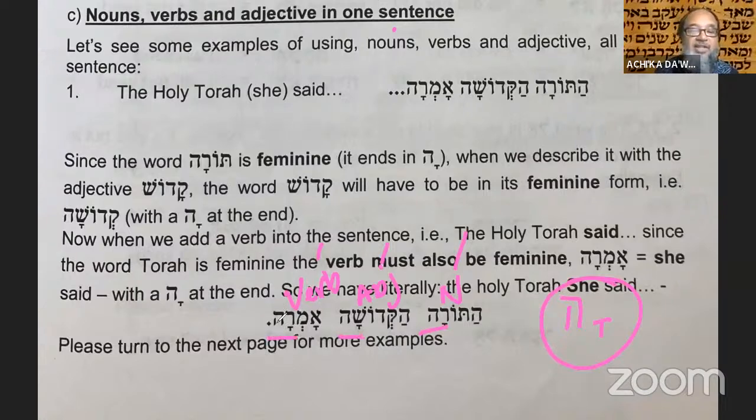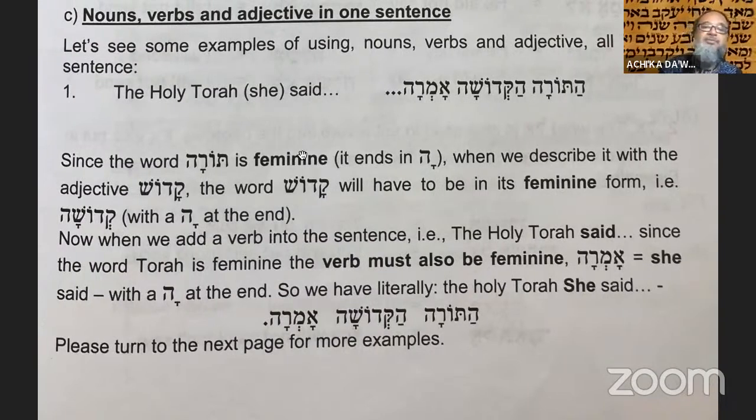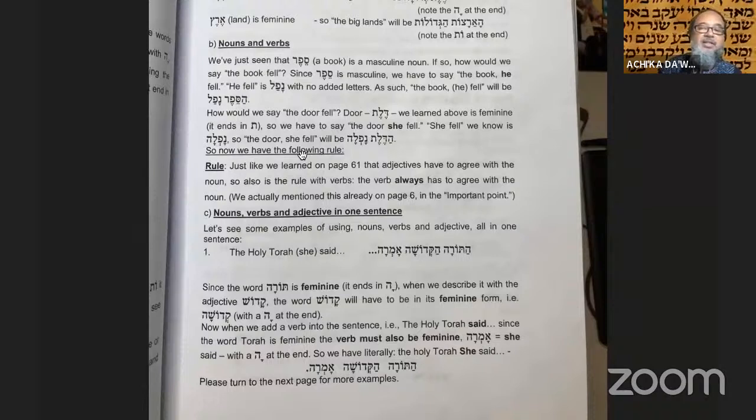Okay. So if they took this off of there, it wouldn't agree. You'd be like, no, that don't make no sense. If you took the ah off of this, Kadosha, and I said HaTorah, and it's an ah right here, and it's HaKadosh, you'd be like, no, it's HaTorah, HaKadosha, because you're talking about a feminine noun. So the feminine noun must always match the adjective. And if it's singular, then that has to be singular. If it's plural, it has to be plural. You understand? Good job, you guys.